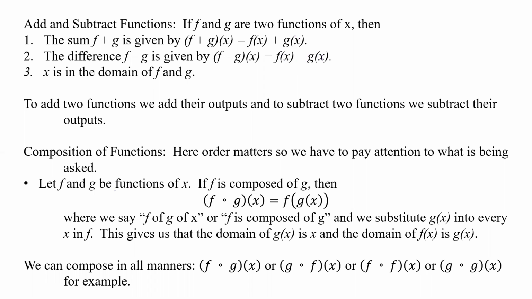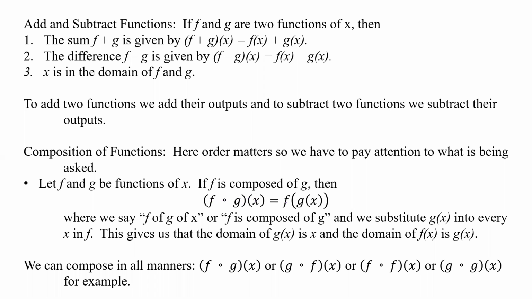We can also do something called a composition of functions. Now here order matters, so you really have to pay attention to what's being asked for, because if you do it in a different order, you're not going to get the same composition. And so again, we're going to let f and g be functions of x. And then it says, if f is composed with g, then we have the following. Now this special symbol here, the circle in between f and g, that's read f of g, and then we have of x. We have a couple of "of"s in here, so f of g of x.